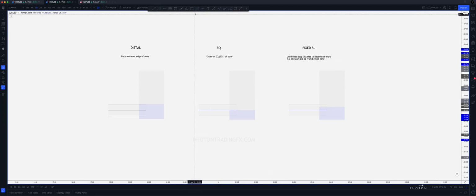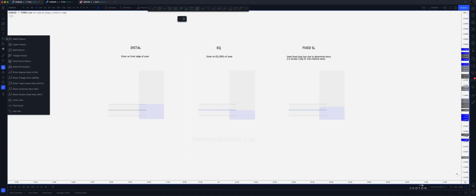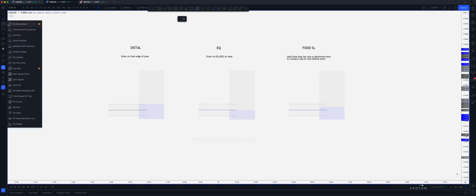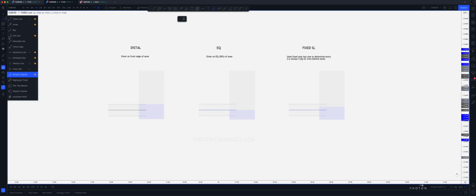I personally prefer to use, I believe it's called a fib channel. I have gone through this in the previous lesson. Let's have a quick look over here. Where are you? You're up over here. Actually, no, it's not a fib channel. I believe it's the parallel channel, isn't it? Yeah, there we go, just being blind. The parallel channel, which is in the trend line section.